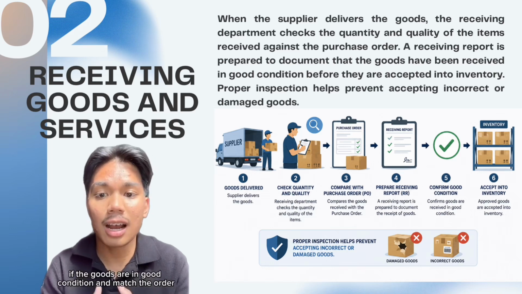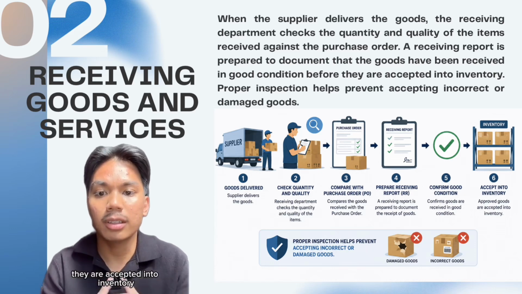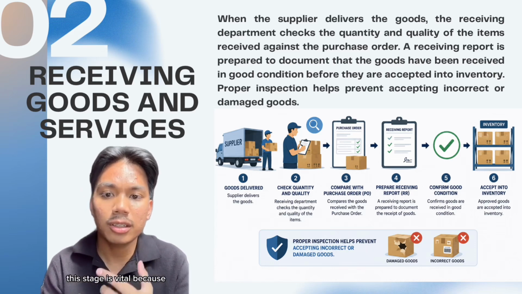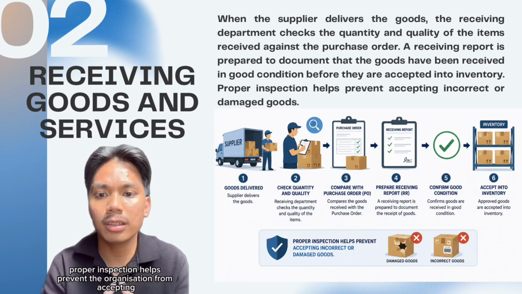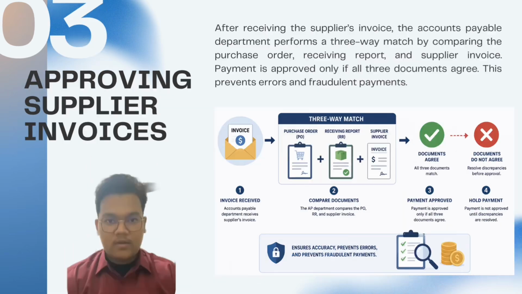If the goods are in good condition and match the order, they are accepted into inventory. This stage is vital because proper inspection helps prevent the organization from accepting incorrect or damaged goods. Okay, the third process is approving the supplier invoice.